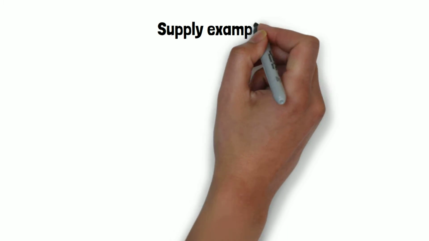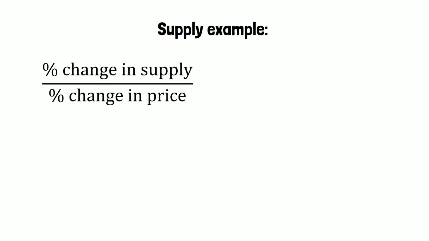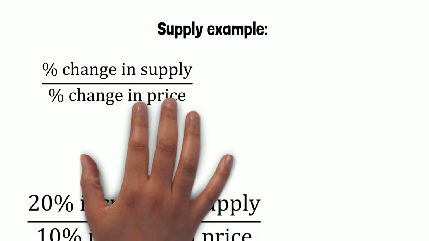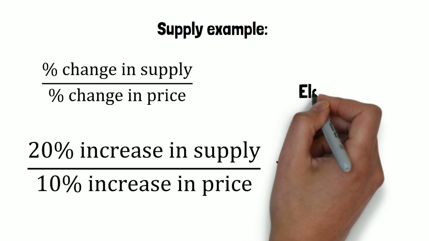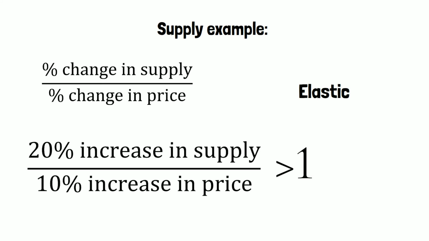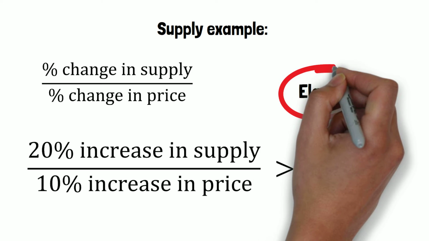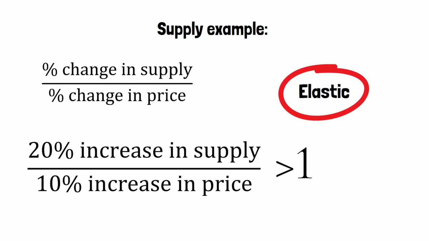The same logic applies to the price elasticity of supply. The price elasticity of supply is calculated as the percentage change in quantity supplied divided by the percentage change in the price. For example, if the price of a product rises with 10%, this results in an increase in supply of 20%. This results in a value higher than 1, meaning that the price elasticity of supply is elastic. Remember that this value is always positive because an increase in the price means that the quantity supplied increases as well.